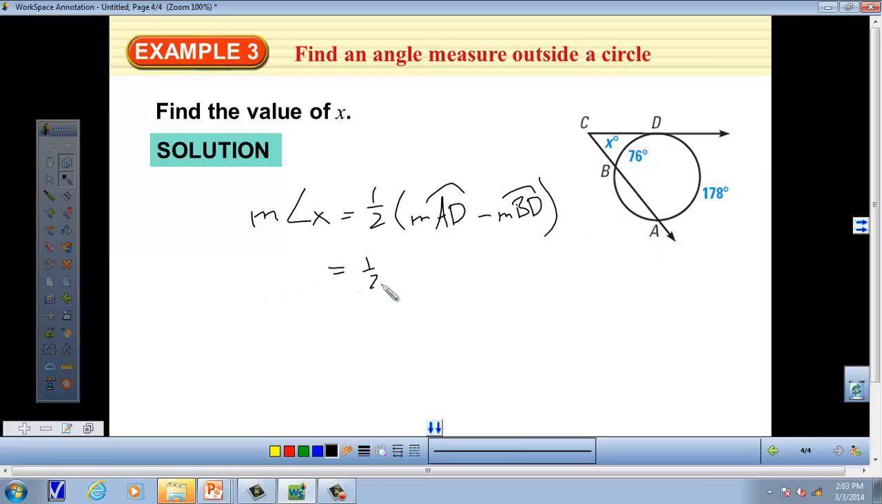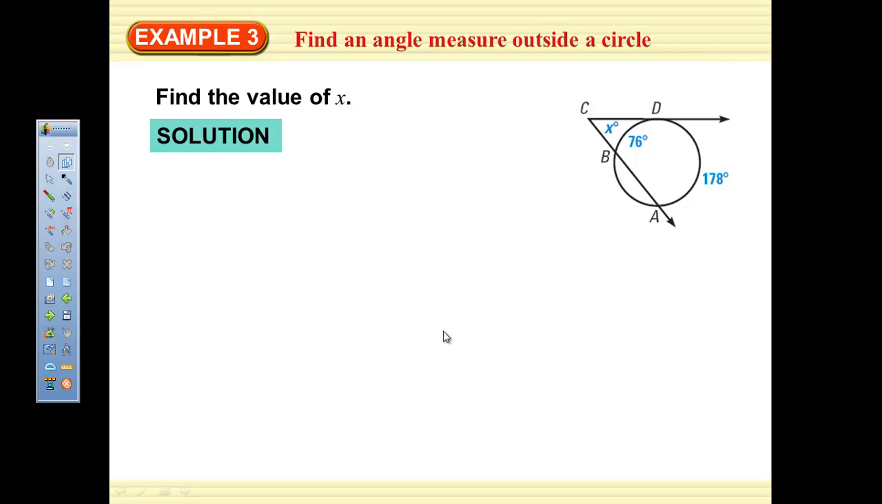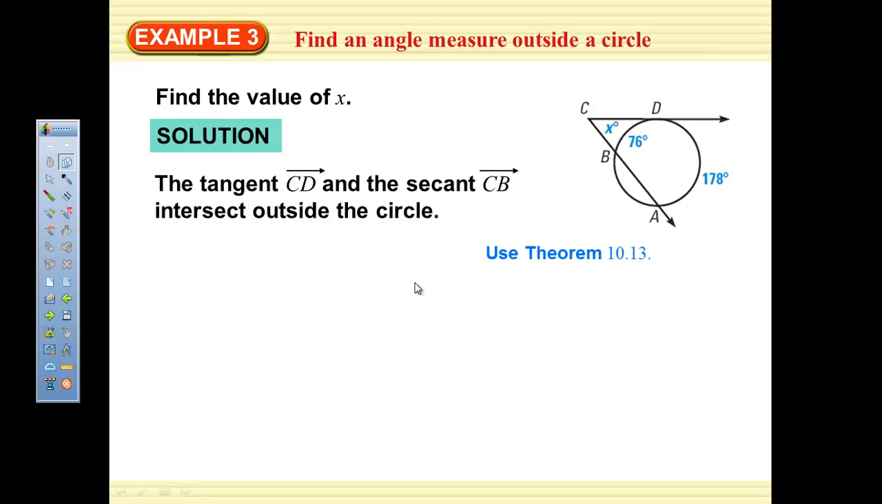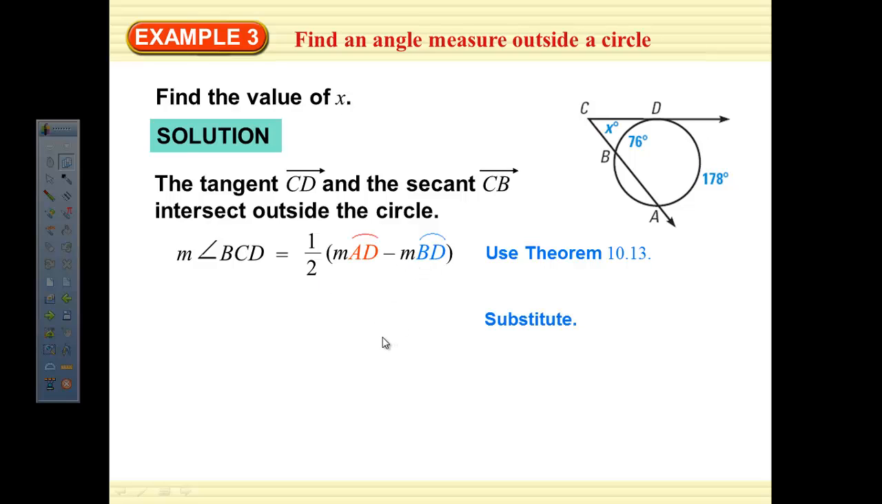So in this case it would be 1/2 of 178 minus 76. This gives us 1/2 of 102, and that gives us 51 degrees. Okay? So again, they're intersecting outside the circle, so we use the appropriate theorem and subtract these two. So that would give us 178 minus 76, and dividing by 2, we end up with 51 degrees.